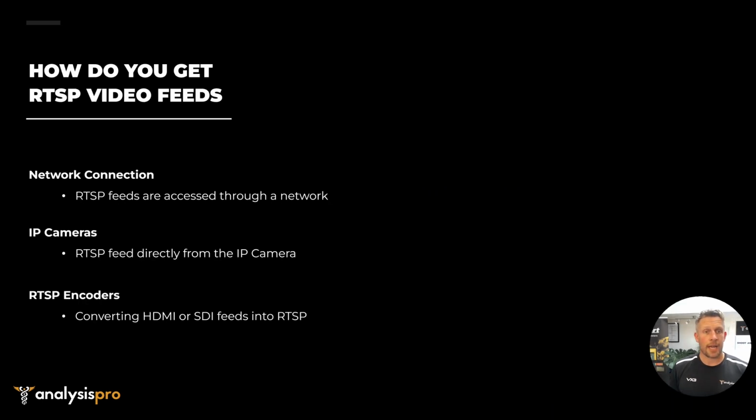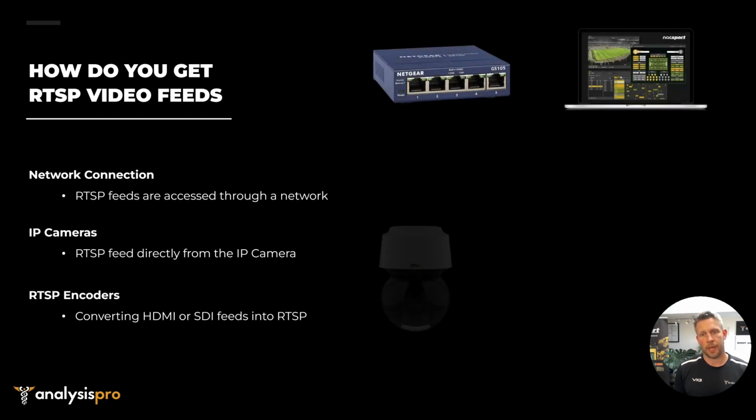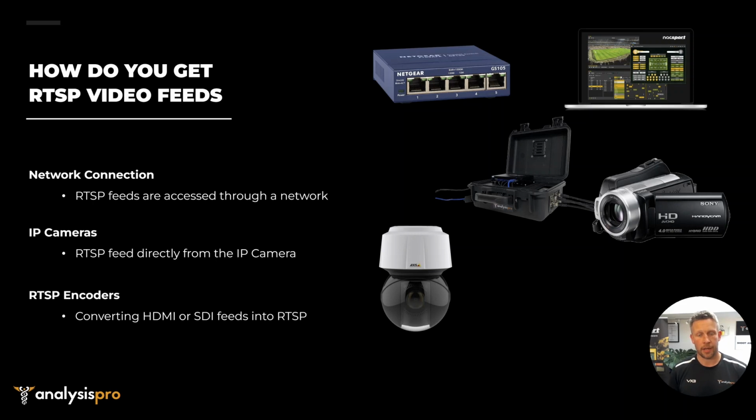So the ways that you get those RTSP feeds is basically through a network. And typically that will be an IP camera that's connected to your network or your machine, or with an RTSP encoder. So an IP camera has a direct RTSP feed, but an encoder will convert a HDMI or SDI feed into an RTSP feed so that you can use it.